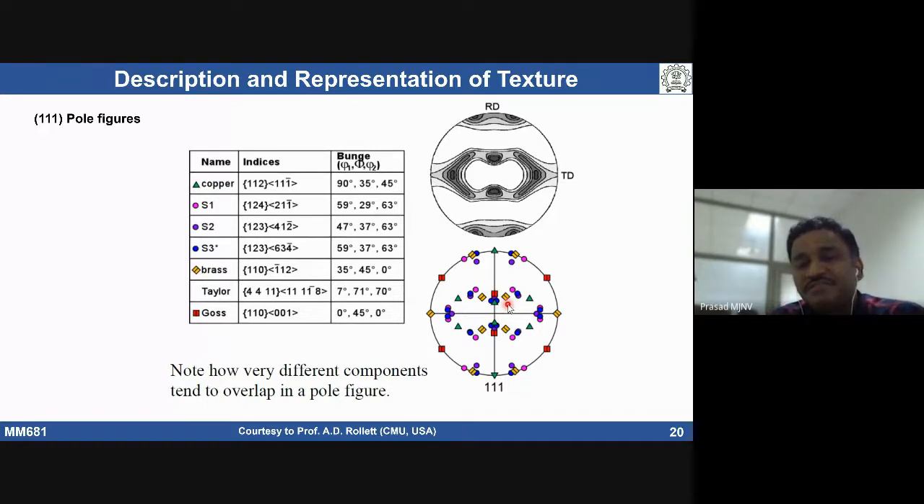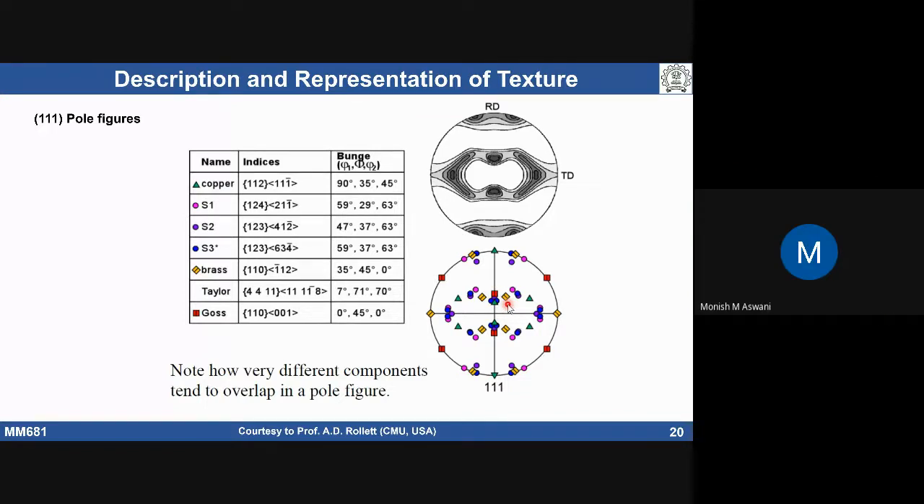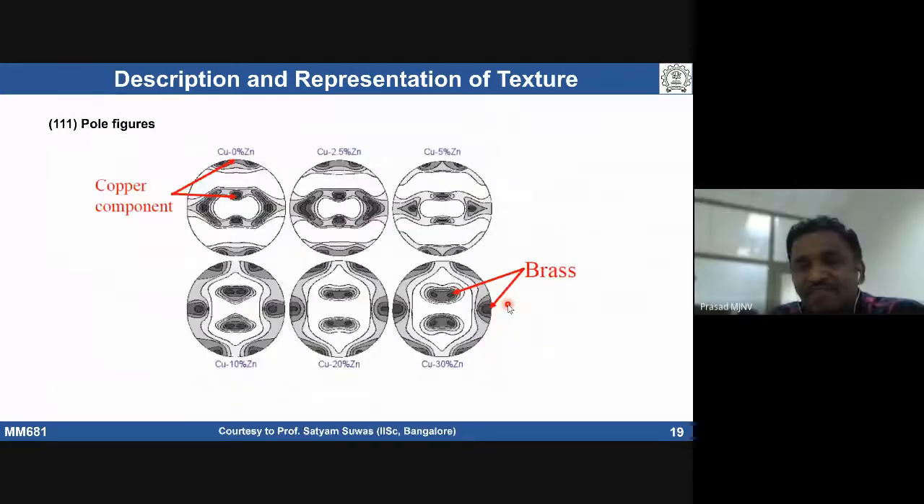Yes, sir. And how does the projection take place? Like when you say that you have to project it on the 110 plane, 111 plane. So how does the projection take place? This is basically what you are talking about.